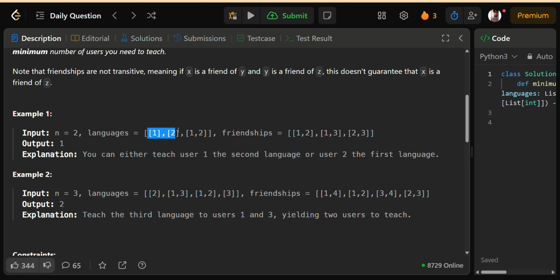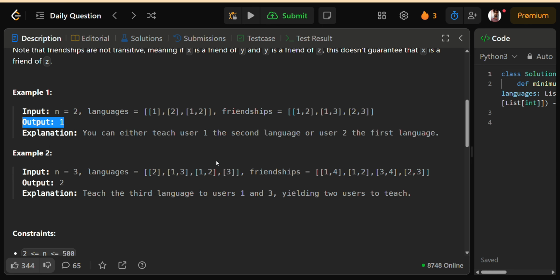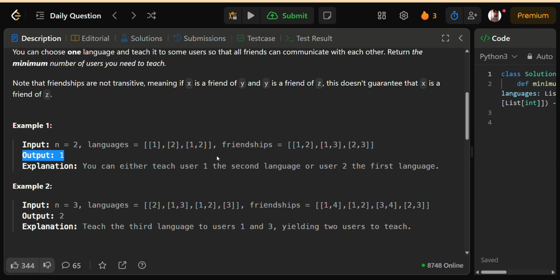To fix this, we have two possible strategies. Teach user 1 language 2, so they both know 1, 2, and can now communicate with user 2. Or, teach user 2 language 1, so they both know 1, 2, and can now communicate with user 1. In either case, we only need to teach one user. So the answer for this example is 1.